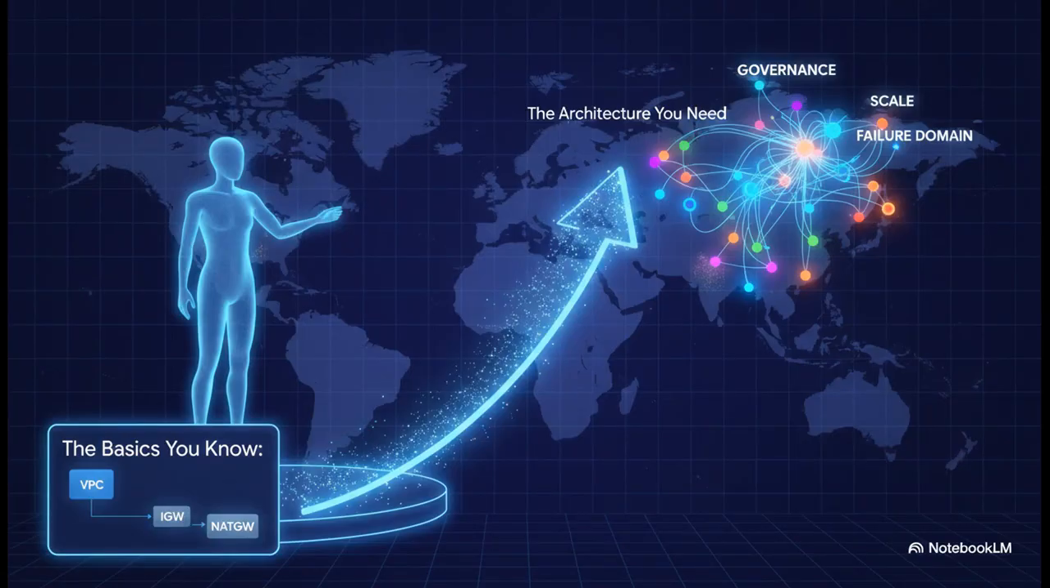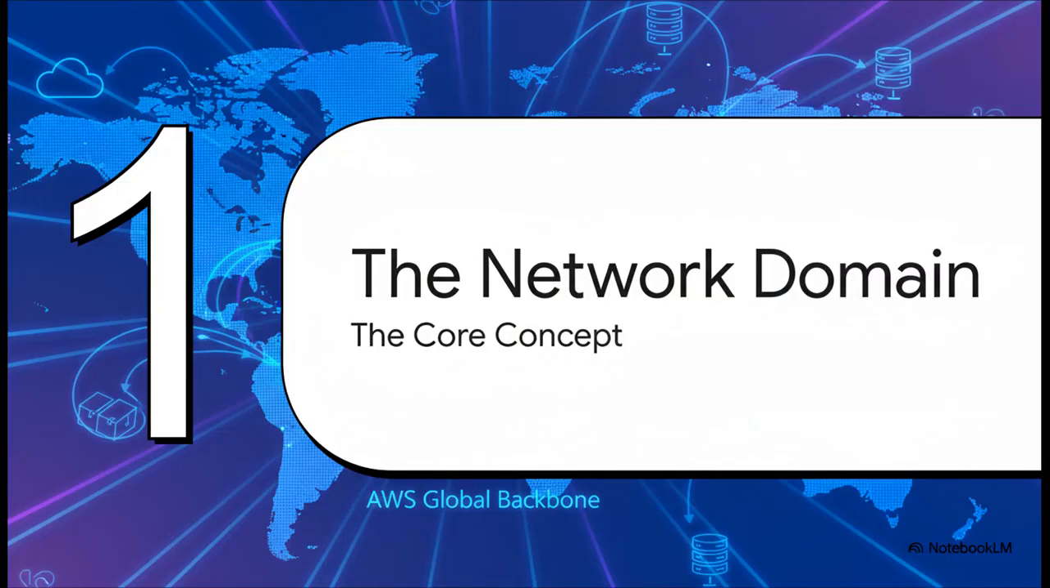We're going to move past the building blocks you already know, things like internet gateways and NAT gateways, and we're going to start talking about the principles that define a truly resilient system. We're talking about governance, failure domains, and operability. You see, these are the concepts that will fundamentally change how you approach network design. To build like an enterprise, first, you have to think like one.